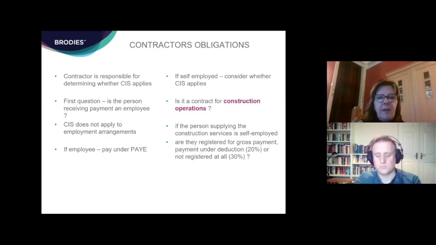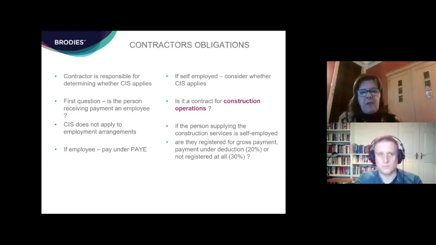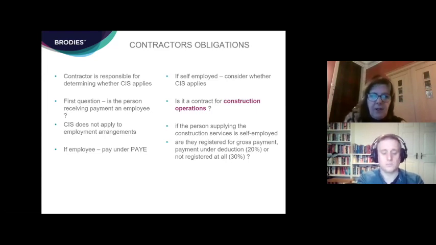It is up to the contractor to decide whether the CIS deduction regime applies to a particular payment. So it's the contractor's responsibility. But the first question is actually not about the CIS at all, really. It's about employment, self-employment, because the CIS doesn't apply to employment arrangements. So that's the first thing the contractor, the person making the payment, has to decide: is the person I'm paying actually an employee? And if they're an employee, then they get paid under PAYE, and CIS has got nothing to do with it. So the CIS only applies to payments to self-employed people.